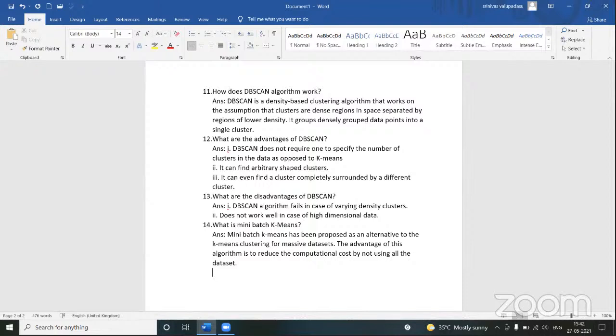Why is GMM better than K-means? GMM is nothing but Gaussian mixture models, for representing normally distributed subpopulations within an overall population. This is GMM.